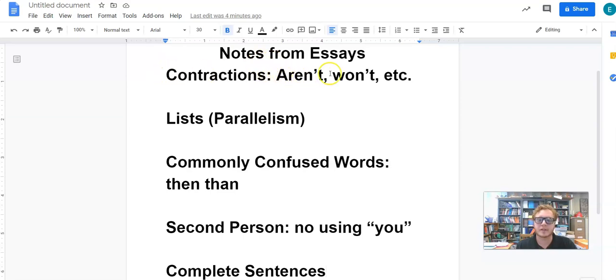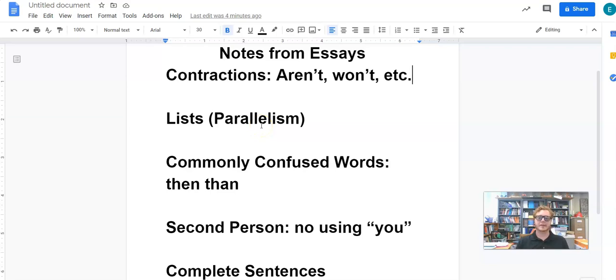Anything like the words aren't, won't, anything that's got an apostrophe and a T, do not use it. There's another one, don't. The words do not. In formal writing, you do not use contractions. So do not use any contractions in your essays. It's fine to use them in everyday speech. It's fine to use them in informal writing, but when you're doing a formal essay like you're doing with these, no contractions.